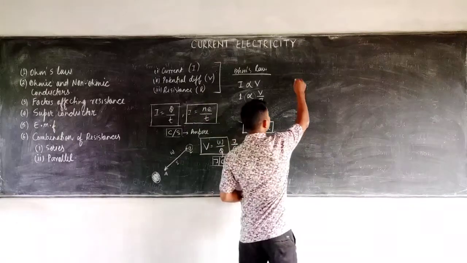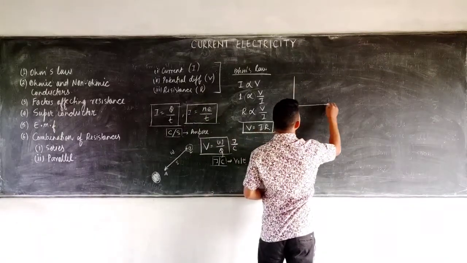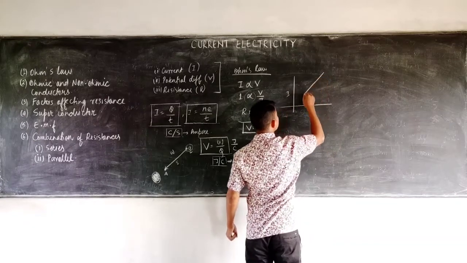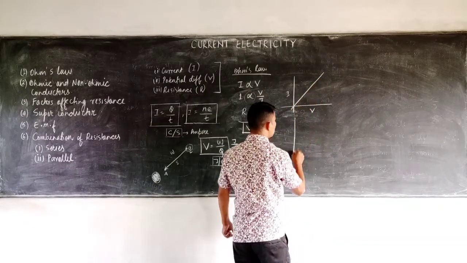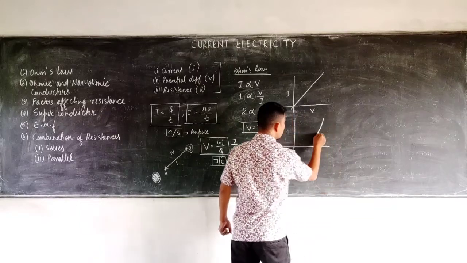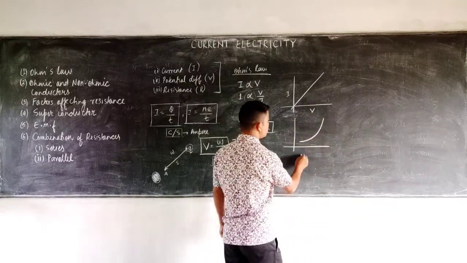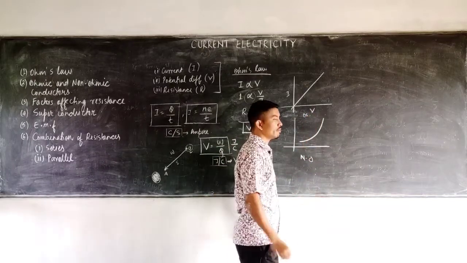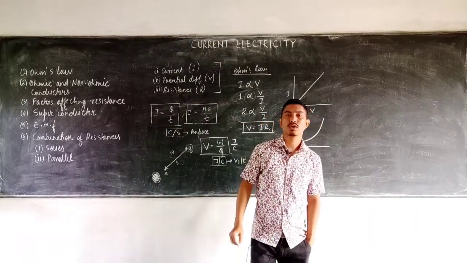So if I plot a V versus I graph for the ohmic conductor, it will be a straight line passing through the origin. But in case of a non-ohmic conductor, it will be a curve which will not pass through the origin. So this is the non-ohmic conductor and this one is the ohmic conductor. So that is the simple difference between the ohmic and the non-ohmic conductor.